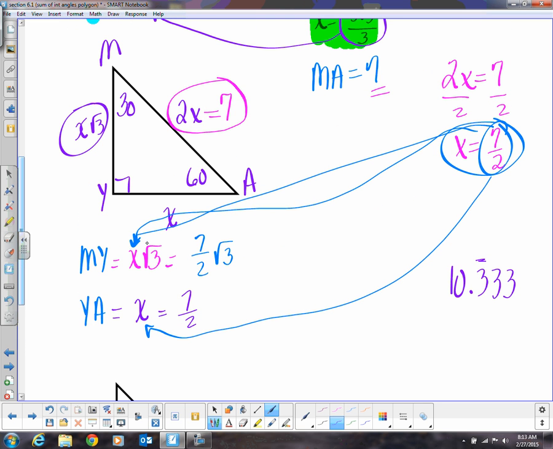Okay, so if it's just like this, it's going to be 7/2 basically times square root of 3 over 1. That's why it's in the numerator and not the denominator.